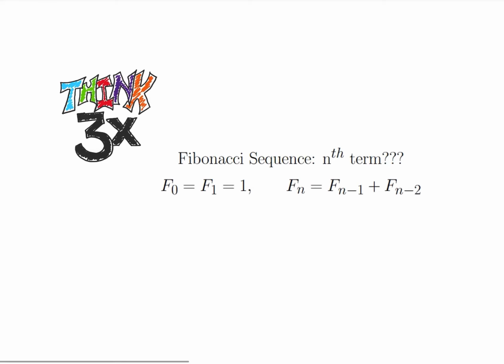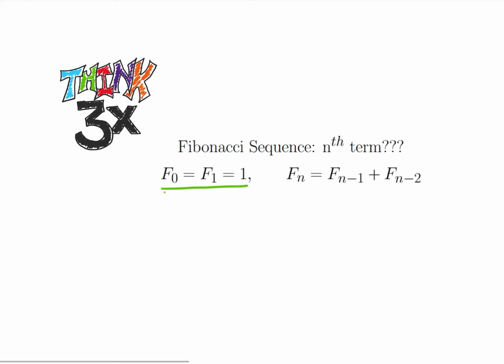Okay, so just to remind you what a Fibonacci sequence is. If we have the first two terms, f sub 0 and f sub 1, equal to 1, then every term after that is going to be the sum of the previous two terms. So what does that mean?